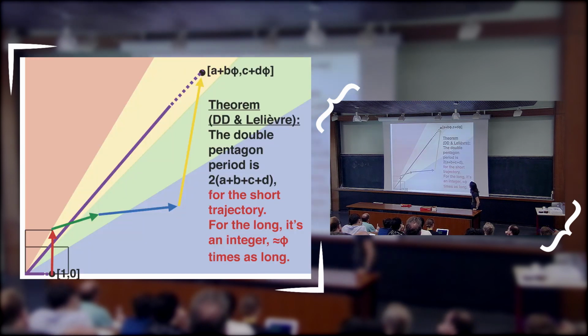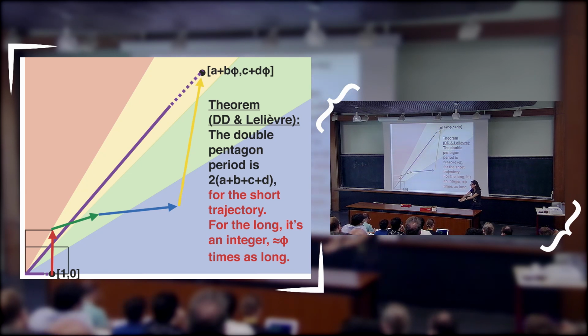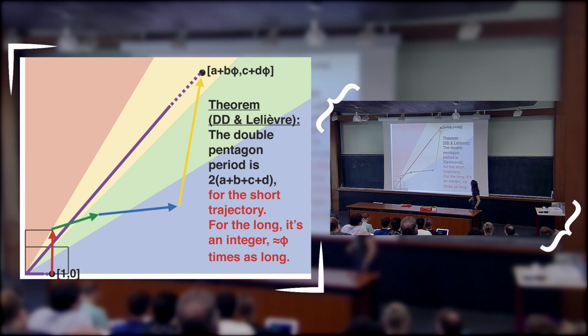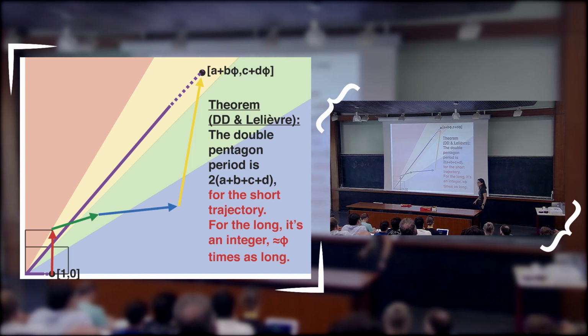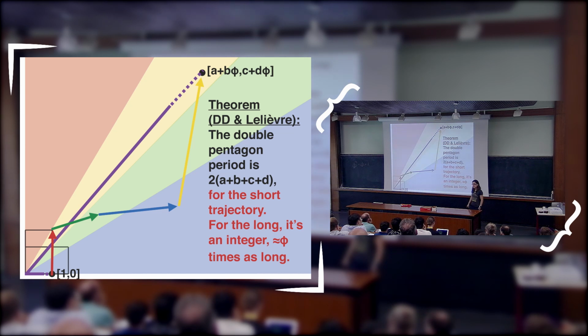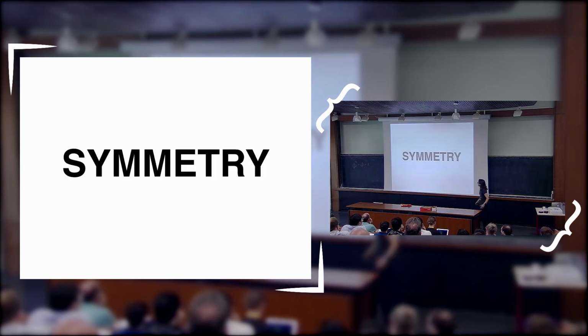Okay, so this is something that I sort of brushed under the rug when I told you the theorem initially. So in a given periodic direction, the double pentagon period is 2 times A plus C plus D for the short trajectory. So the long trajectory, it turns out, is not as easy to figure out. We don't have a formula for it yet. It's an integer that's about the golden ratio times as long as the one that we know precisely. So that's kind of a bit of a mess because the golden ratio isn't an integer.